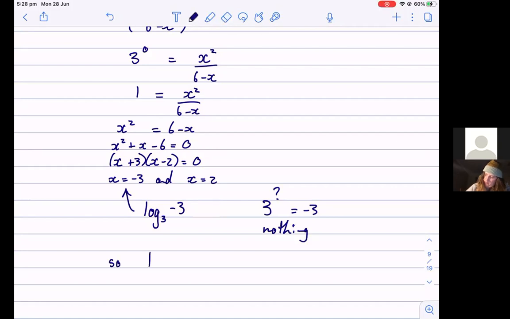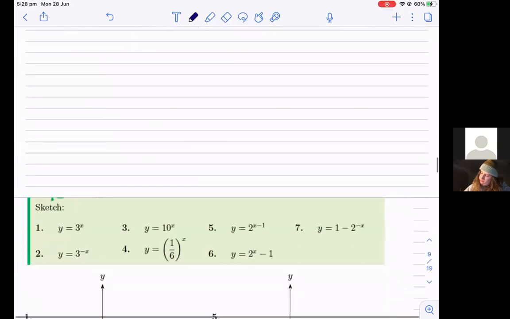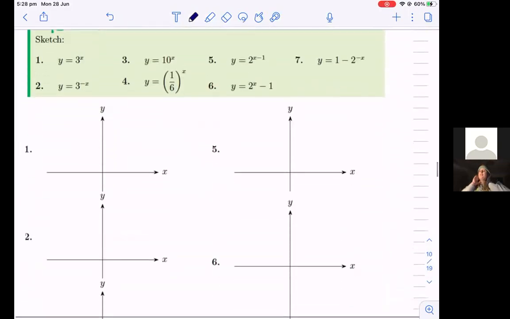So x equals 2 is our only answer. So with logs, you've always got to go back and double check. Sketching. These are fairly simple.